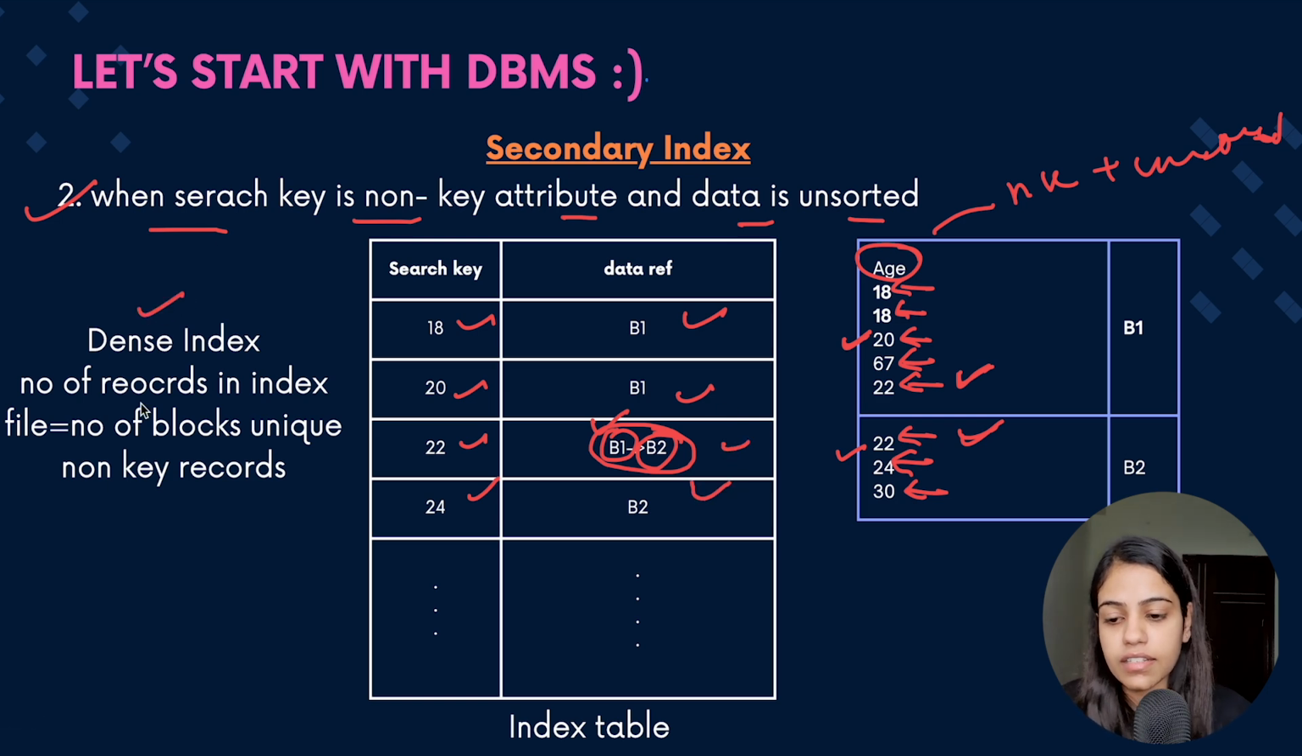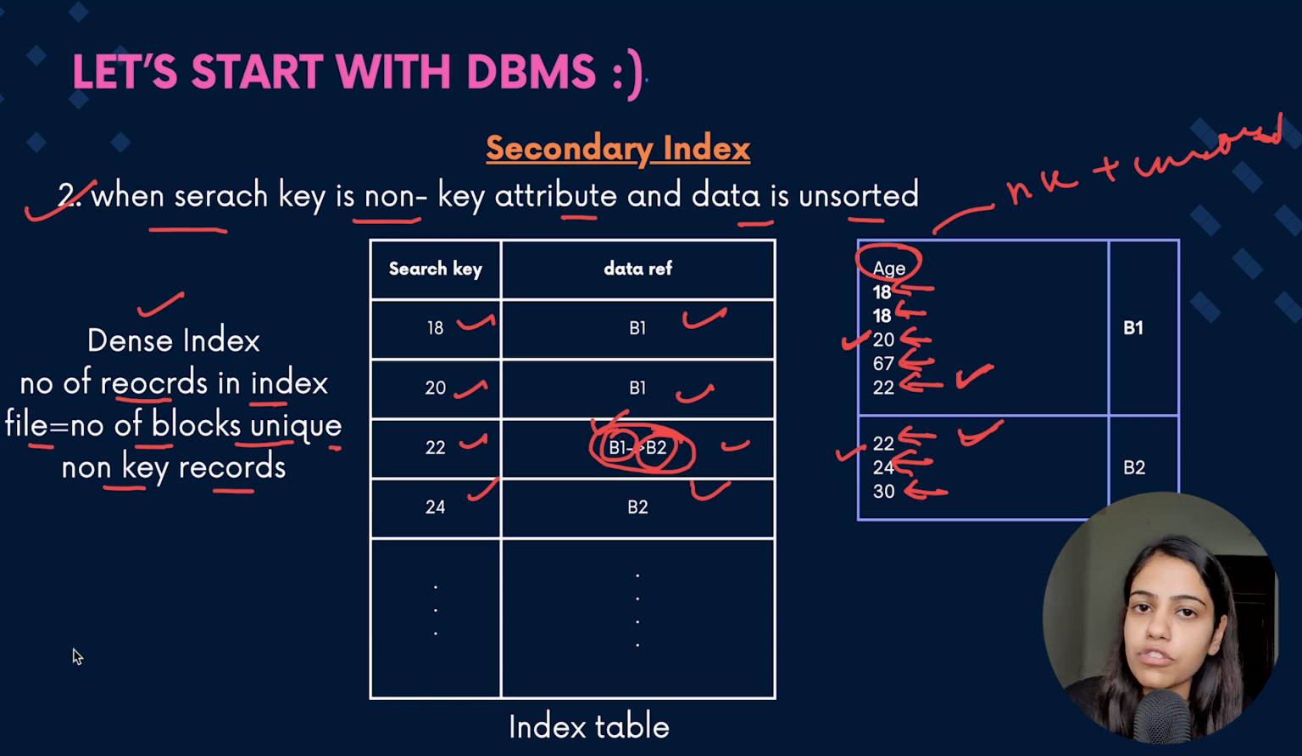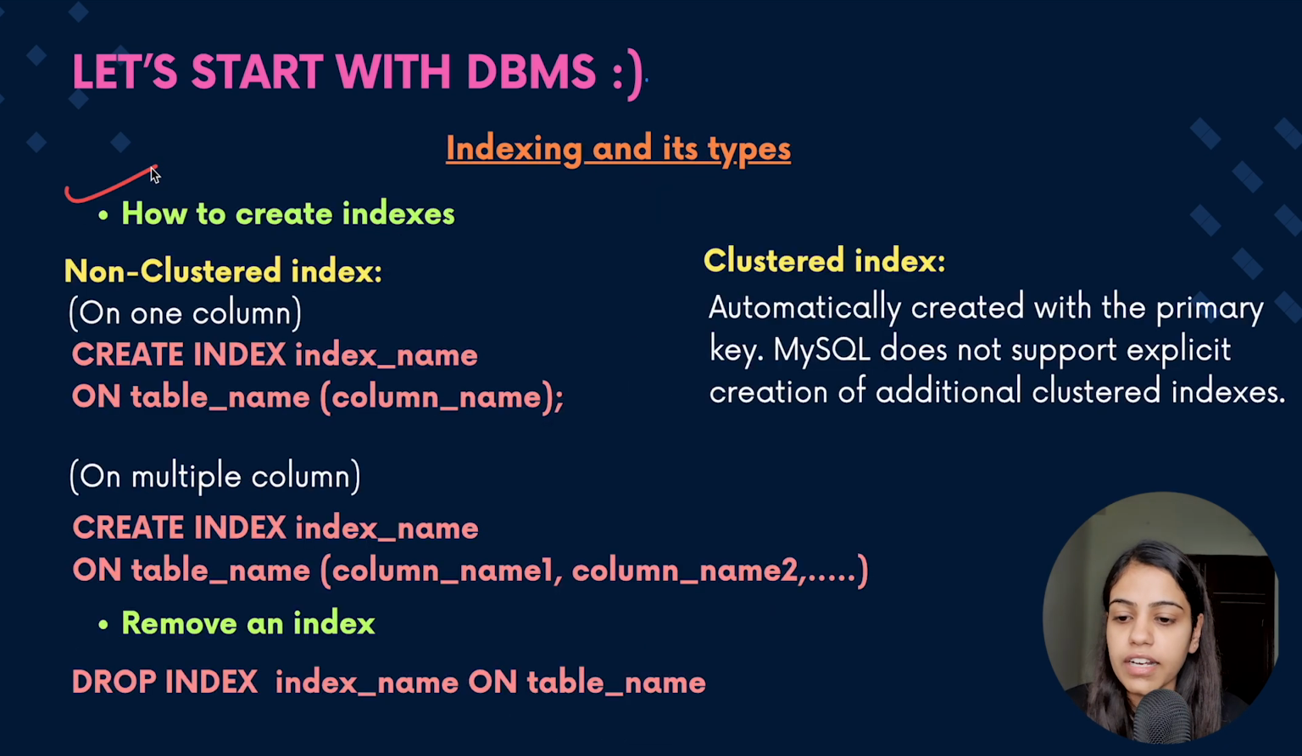So here in dense indexing the number of records in the index file will be equal to the number of blocks of unique non-key records. Here we have discussed almost all the types of cases: when we have key data but the data is unsorted, when we have key data and the data is sorted, when we have non-key data but the data is unsorted, and when we have non-key data and the data is sorted. So we have discussed all these cases. Now we will discuss how we can create indexes in our databases. So, how to create indexes.